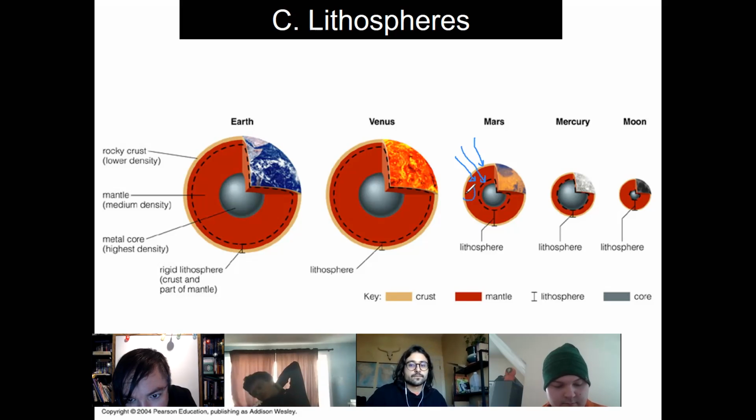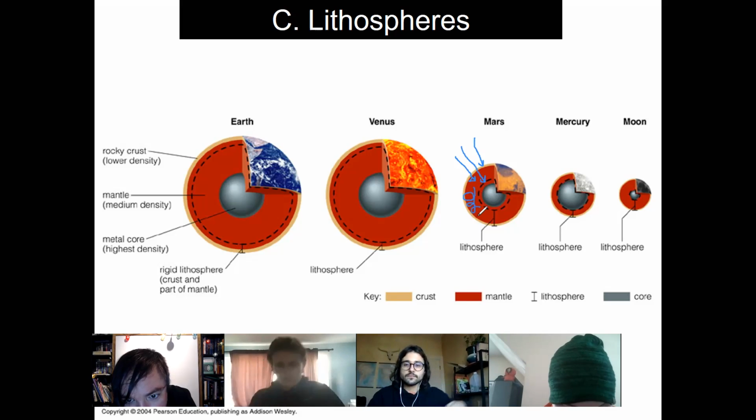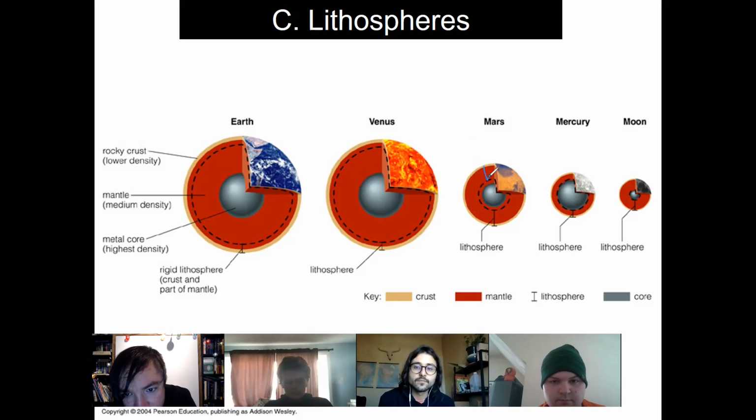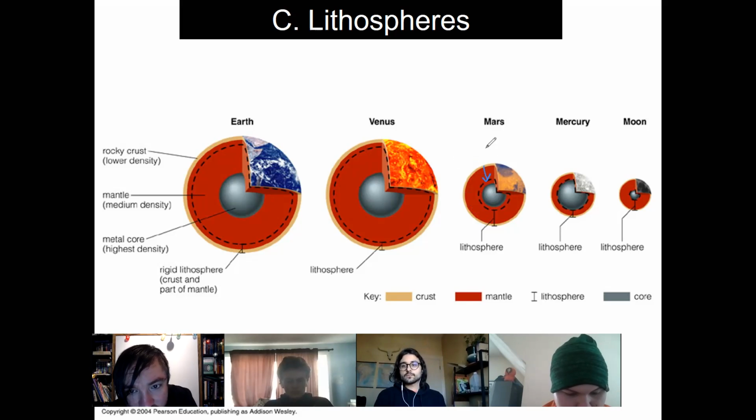There's no convective bubbles bubbling around inside of the mantle of Mars. There are convective bubbles bubbling around inside of Earth and presumably on Venus as well. Okay? The lithosphere is a measure of how frozen the outer layers of a planet are.